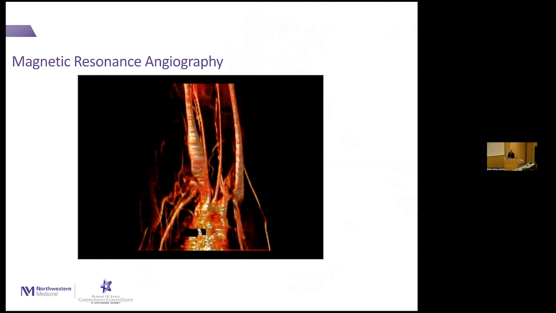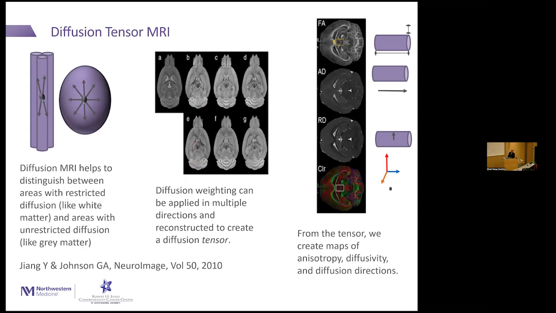So this is angiography. This is actually the neck of a mouse, and these are the jugular veins. Unfortunately, it doesn't want to play, but we'll move on. So diffusion tensor imaging, as I mentioned earlier, is diffusion weighted imaging, but with directionality.